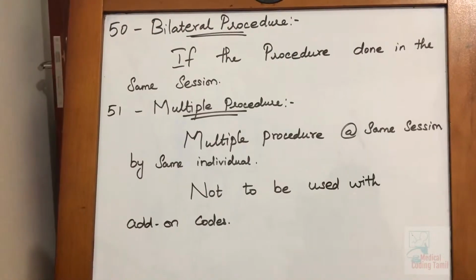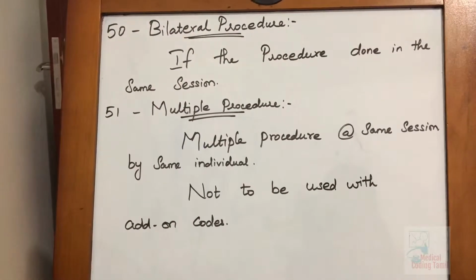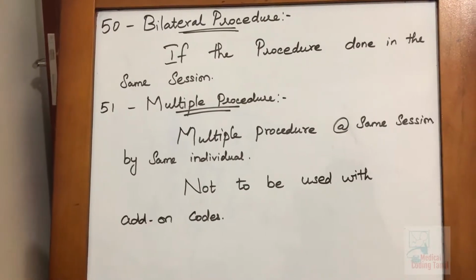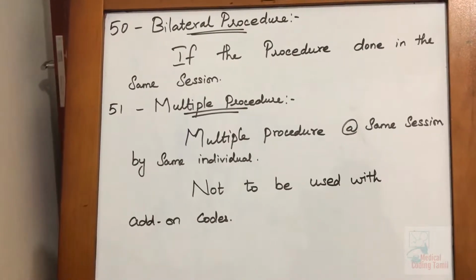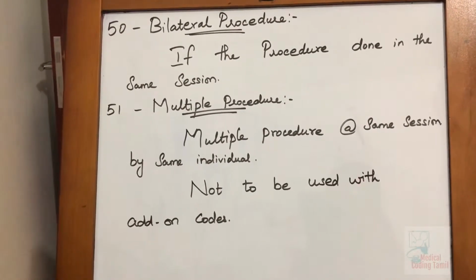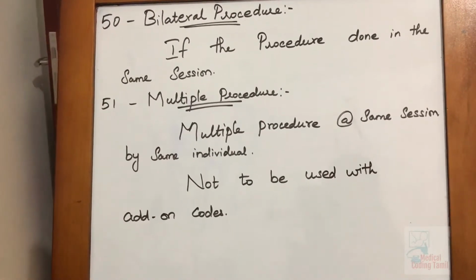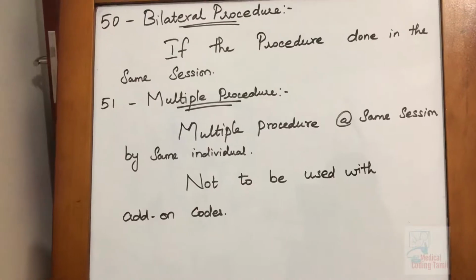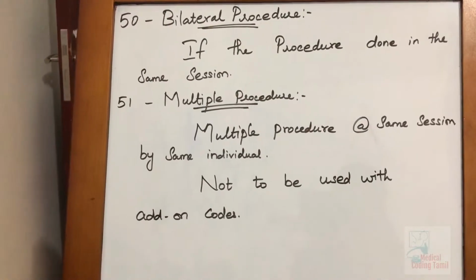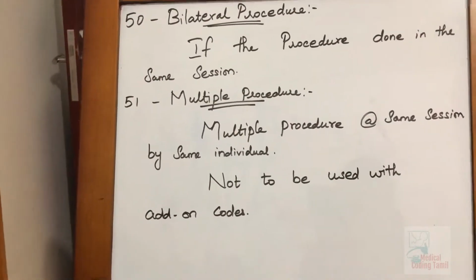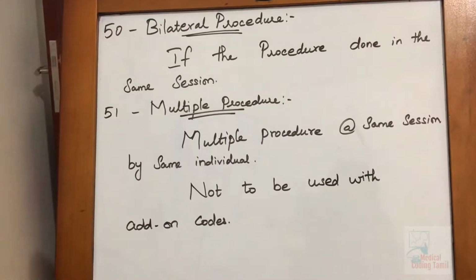Hi, in this session we are going to see the continuation of the modifiers, from modifier 50. Modifier 50 is for bilateral procedure. What is meant by bilateral procedure? Bilateral means both sides of the body. Lateral means sides of the body, bi is 2. So, if both sides of the body are treated, that is a bilateral procedure.